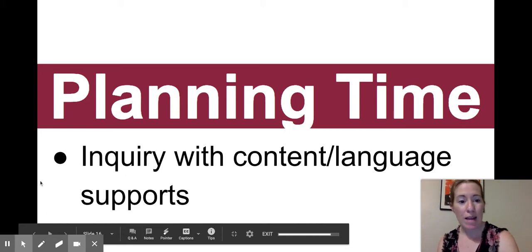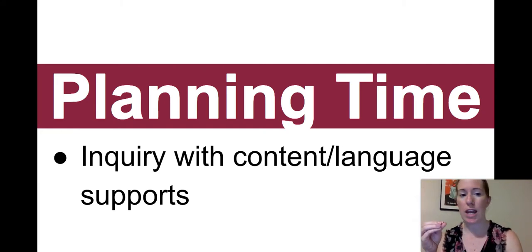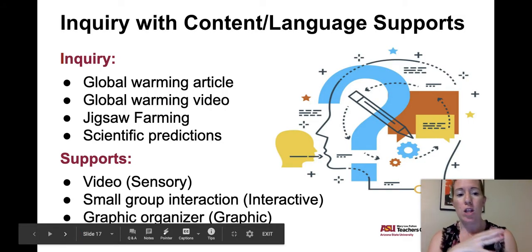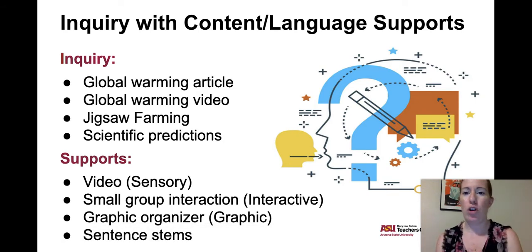All right, now it's time to plan the inquiry for your PBAL. All right, and we're going to build a lot of supports into that inquiry, just so we're going to build those supports into all portions of our lesson plan. So let's look back at the climate change. What types of inquiry did we have the opportunity to do? We read articles. All right, we watched a video.